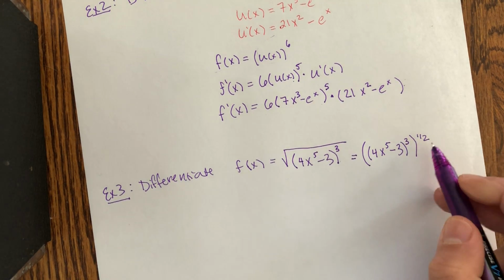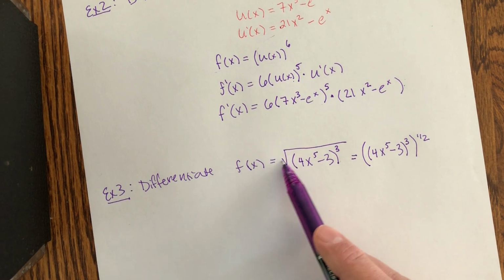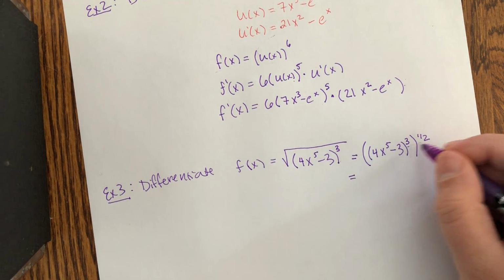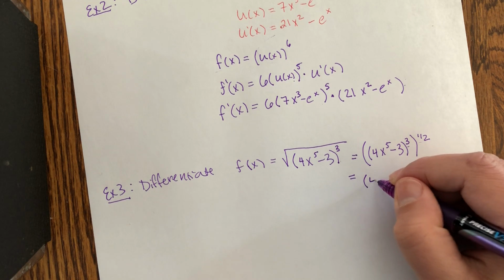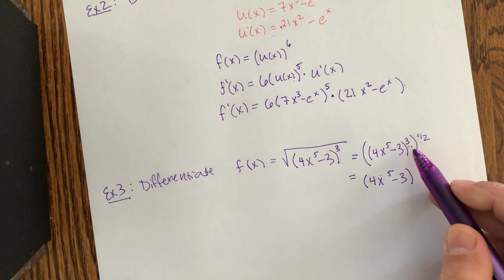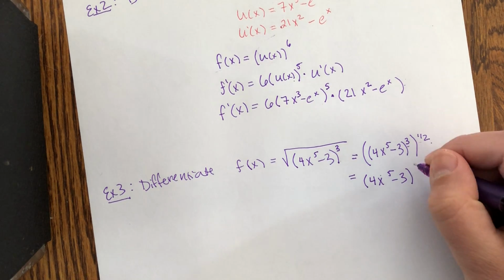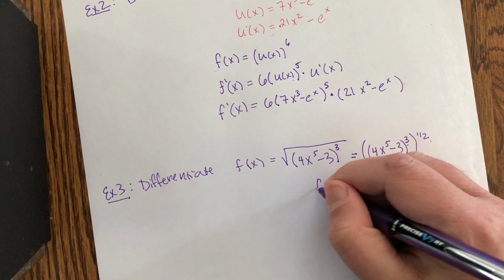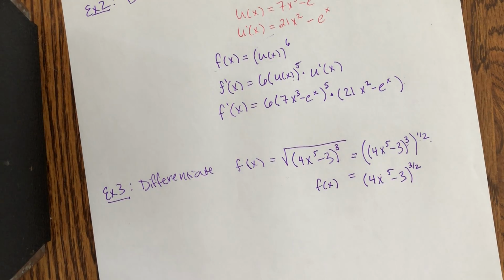When we change a radical to an exponent, the square root becomes a 1/2 power. And I can multiply my two exponents together to rewrite this one more time as 4x to the 5th minus 3 raised to the power of 3 times a half, or 3/2. Okay, that's my original function. I haven't used the chain rule yet. I haven't taken the derivative yet.